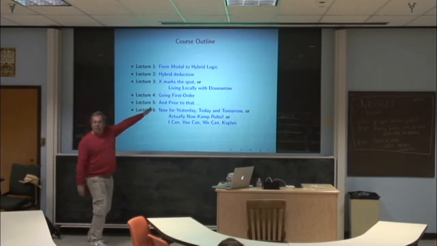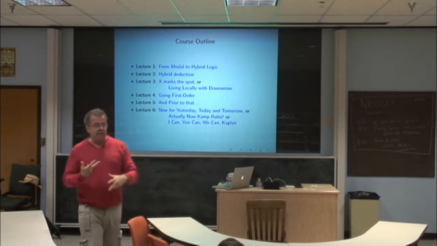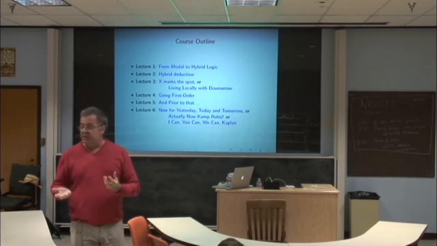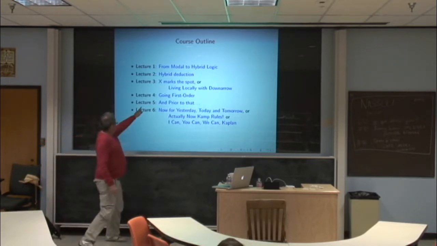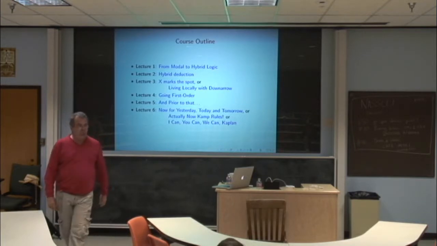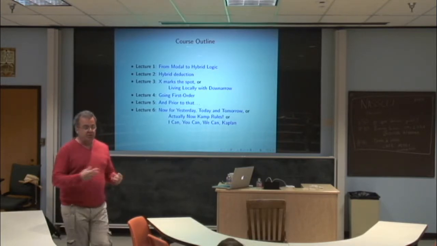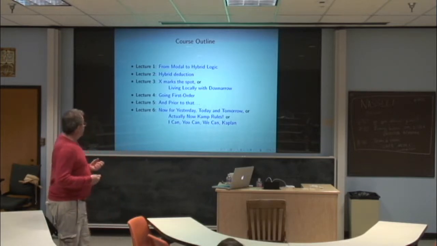Then I'm going to tell you about doing all this sort of stuff first order. So here we start touching perhaps on more philosophical issues about how you deal with first order quantification in the modal setting. And the last lecture, lecture 5, is going to be predominantly historical. I want to go back to the roots of hybrid logic and tell you a story about a certain logician called Arthur Prior, who came from an interesting country called New Zealand, which is also where I'm from.